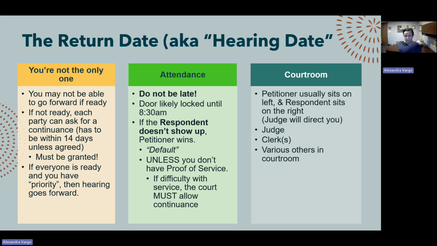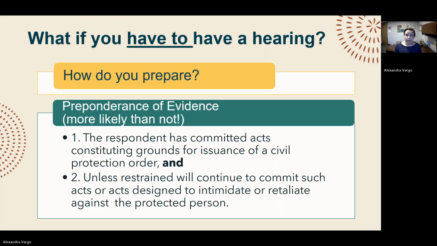In the courtroom, just generally, this might be basic, but petitioner usually sits on the left, respondent sits on the right. The petitioner is the person who files the complaint. The respondent is the person served with the documents. The judge is up in front. There's usually a clerk on one side or the other. And then sometimes there's other parties in the courtroom, like other clerks or other support staff.